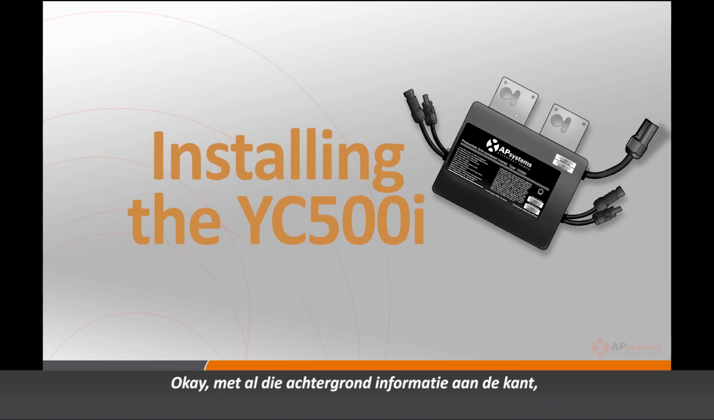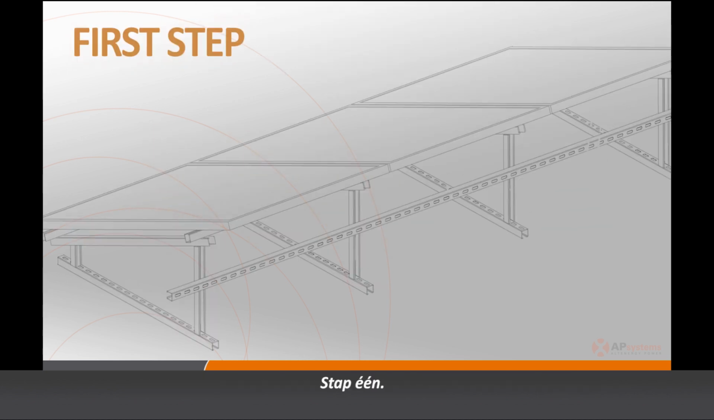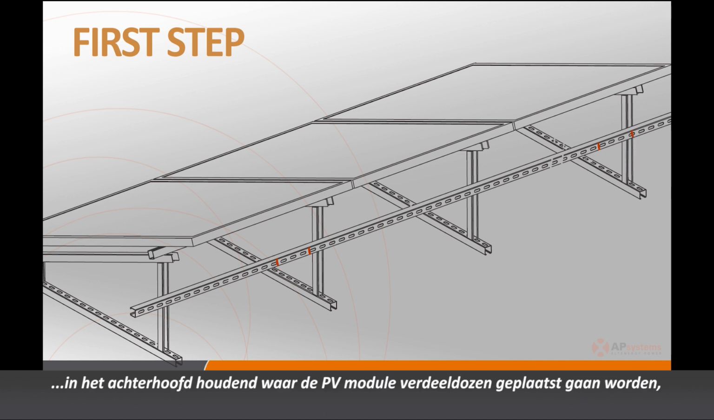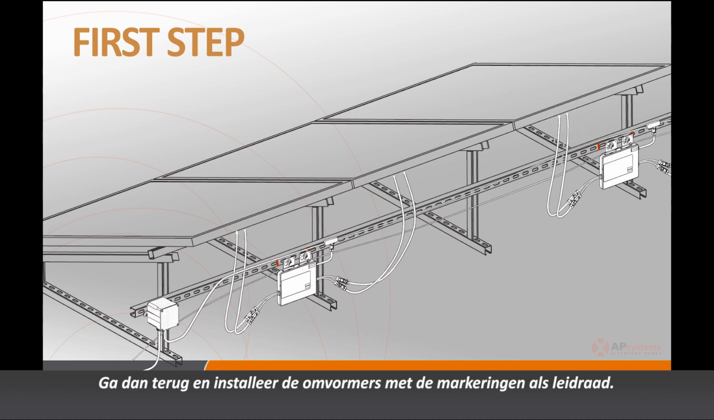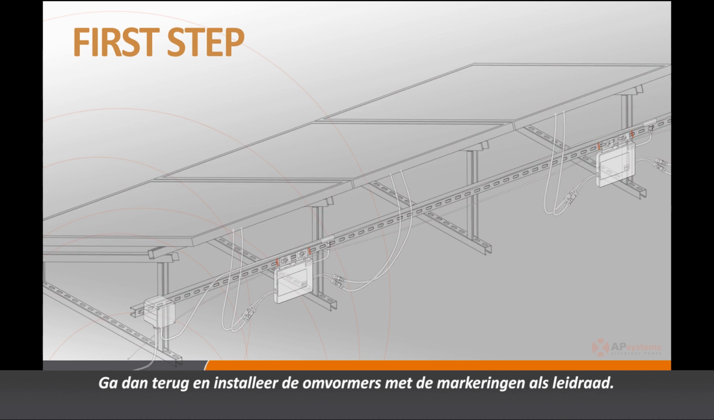Okay, with all the background information out of the way, it's time to start walking through the actual installation procedures. First step. With the racking system installed, lay out and mark on the racking where the YC500s are going to be installed, keeping in mind where the PV module junction boxes are going to be located and avoiding any other possible obstructions. Then go back and install the inverters using your marking as a guide.